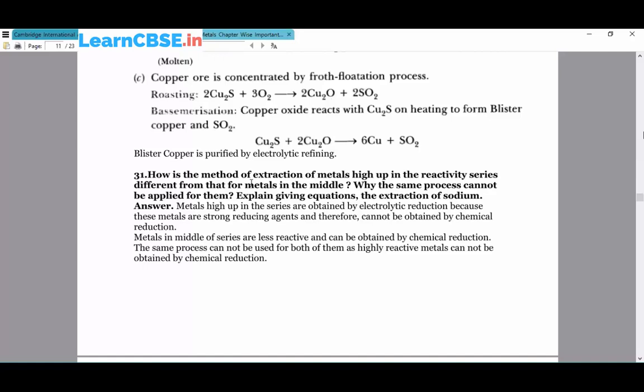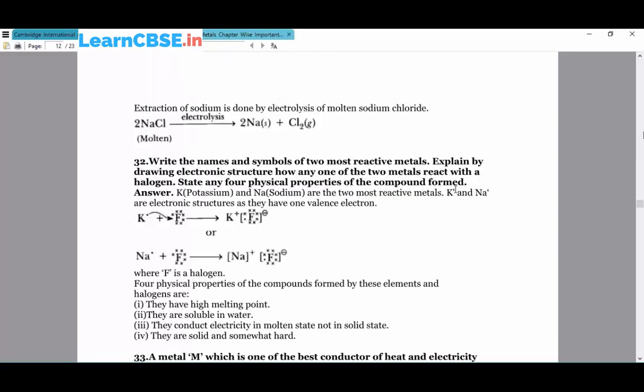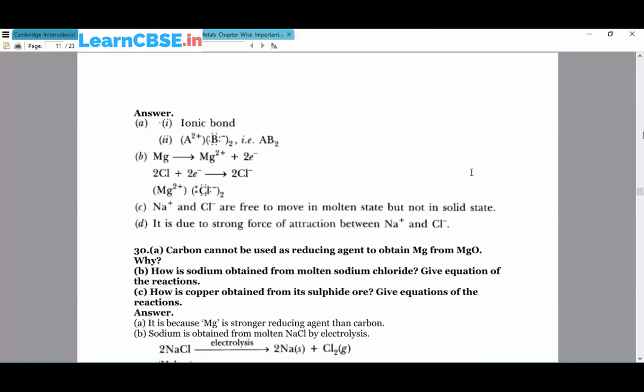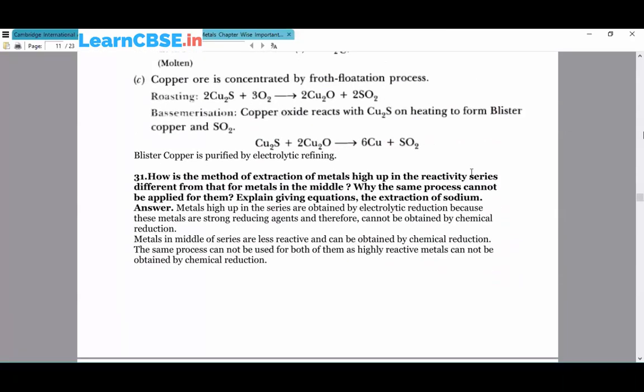How does the method of extraction of the metals high up in the reactivity series differ from that of the metals in the middle? Why can the same process not be applied for them? Explain, giving equations, the extraction of sodium. The metals high up in the series are obtained by electrolytic reduction because these metals are strong reducing agents and therefore cannot be obtained by chemical reduction. The metals in the middle of the series are less reactive and can be obtained by chemical reduction.